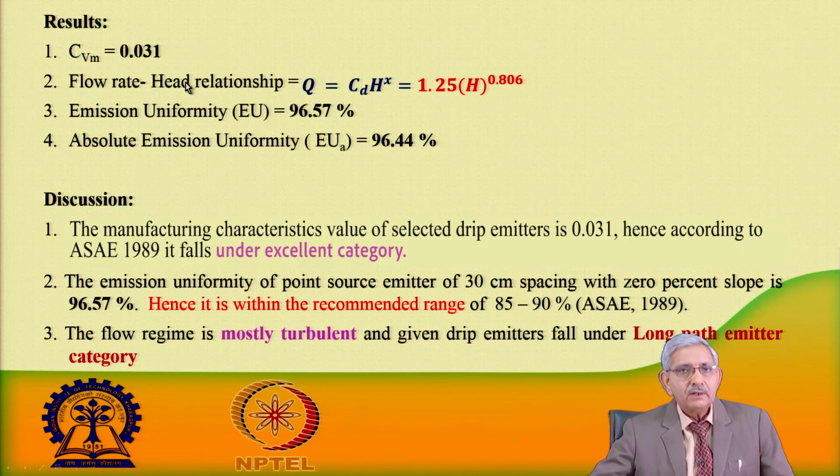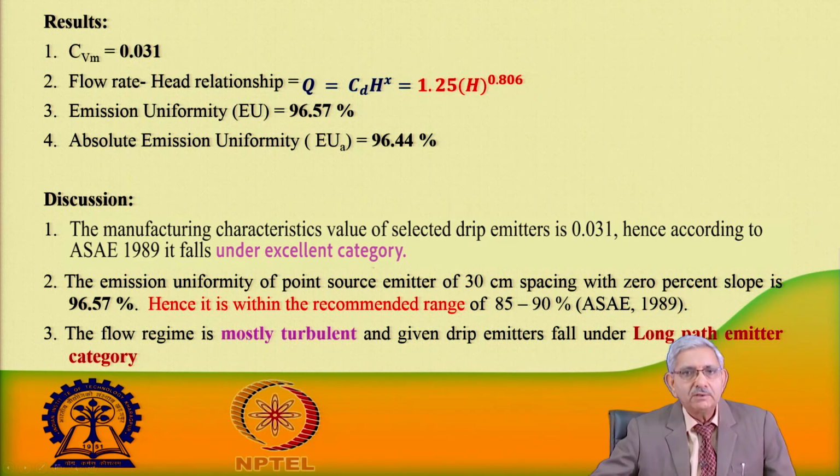Now, by looking at this equation as well as these data, one can make the interpretation that the manufacturing coefficient of variation CVM is 0.031. If you look at the American Society of Agricultural Engineers table which I have already shown you, this particular type of dripper is a point source dripper, and the value is less than 0.05. So, this falls under the category of excellent.